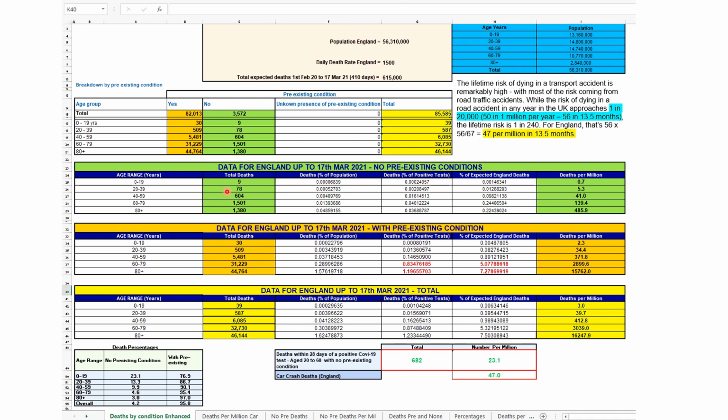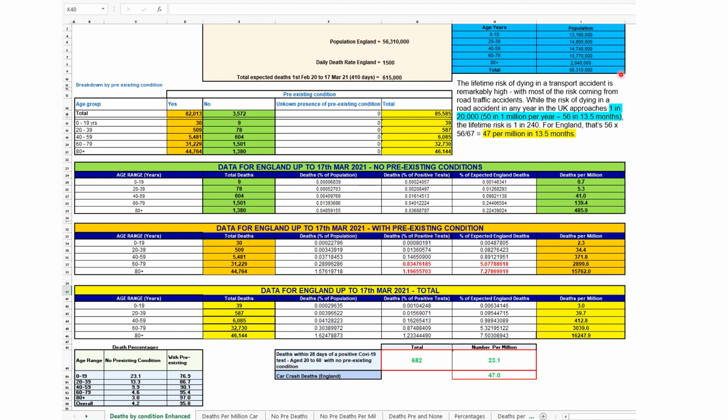So this is the data table in it, and as you can see, I've put those figures into here, and then that calculates the data up to the 17th of March with no pre-existing, with pre-existing, and total. And I've done various calculations based on that. So all the figures are fairly low, apart from people with pre-existing conditions, the 60 to 79 and 80 plus. You can freeze that and read the data if you wish.